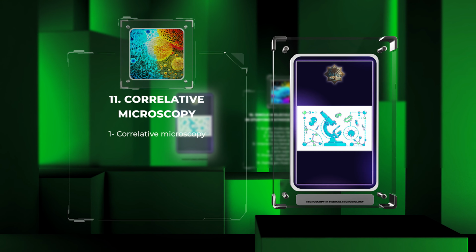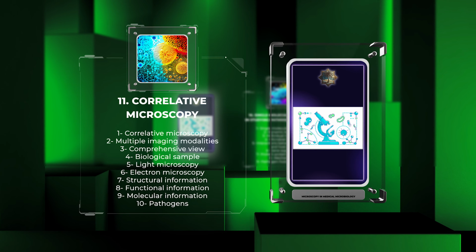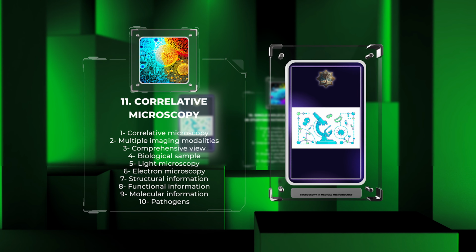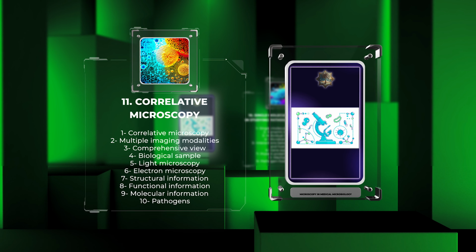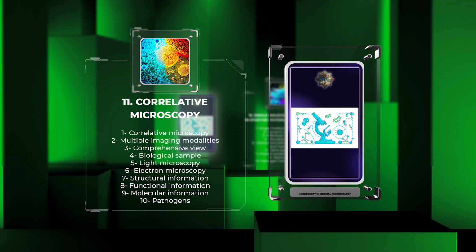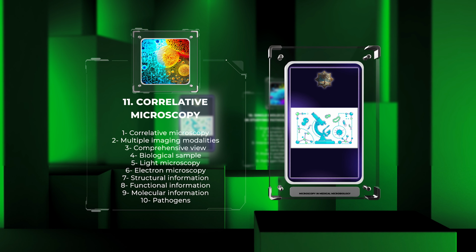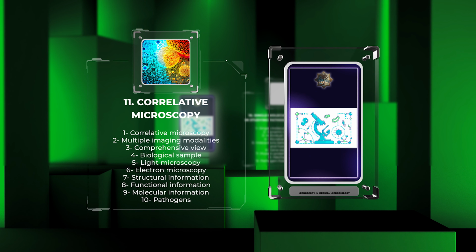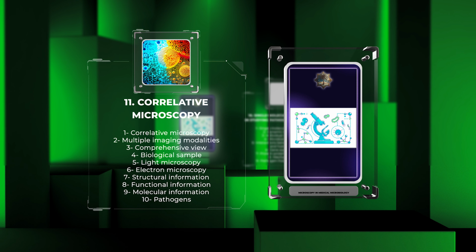Correlative microscopy combines multiple imaging modalities to generate a comprehensive view of a biological sample. By merging data from light microscopy, electron microscopy, and other techniques, we can correlate structural, functional, and molecular information of pathogens. This holistic approach enhances our understanding of complex microbial systems.